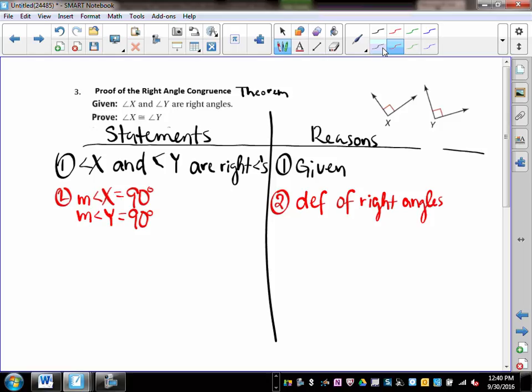Okay. All right, now that we know they're equal to 90 degrees, what can we do to get them incorporated in the same statement? Equal to each other. Yeah, the measures of the angles are the same, so we can go ahead. Right, the measure of angle x equals the measure of angle y. How did we come to that? Good. Substitution. Can we use transitive here? Yeah. Substitution.